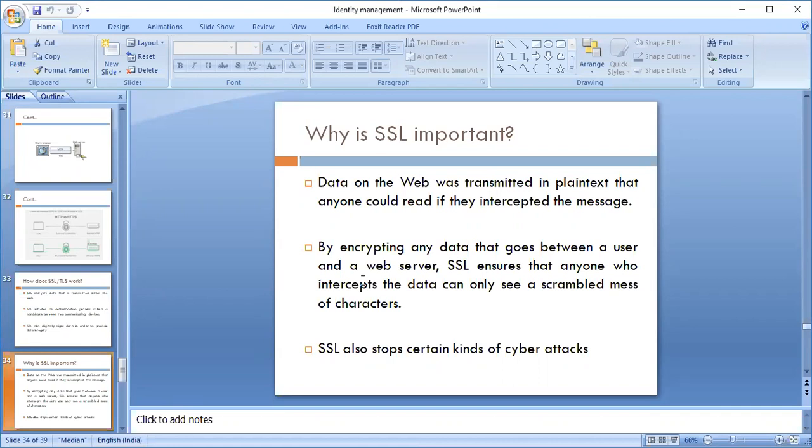So next is why SSL is important. Why we need to have SSLs. Originally, as we know, data on the web was transmitted in plain text that anyone could read if they intercept the message. For example, if a customer visited a shopping website, placed an order, and entered their credit card numbers on the website, or maybe the debit card number.